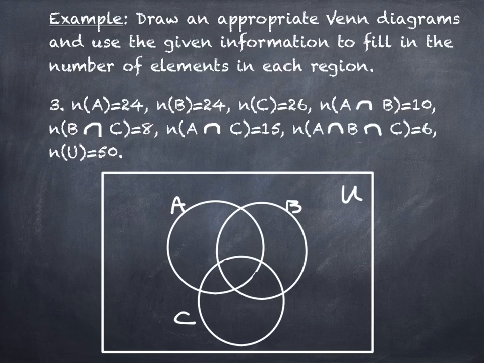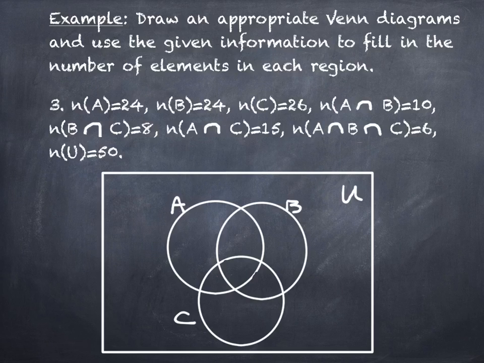All right, on this next one, we've got a lot of information given. The first thing that we should notice is that there are 3 different sets that are referenced in the information. We've got set A, set B, and set C. So that's why our Venn diagram has those 3 circles in it. We're told information about A, B, and C individually.